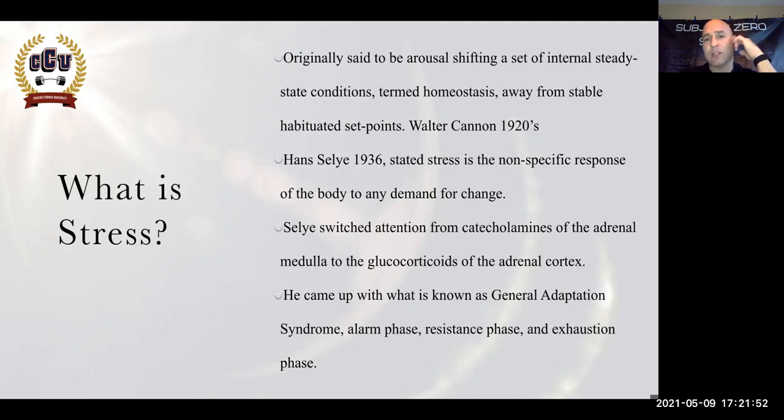And he came up with what is known as general adaptation syndrome, GAS, which is called the alarm phase, the resistance phase, and the exhaustion phase, right? And if you think about it in terms of strength training, they put it in this nice, convenient model, even though this was not built for strength training. I cannot emphasize this enough.